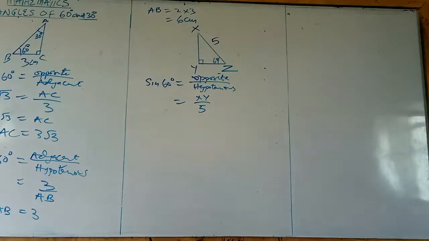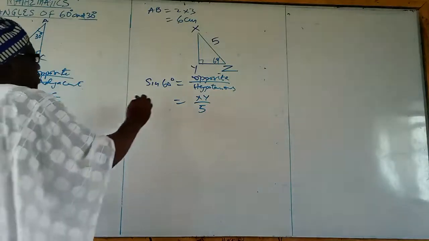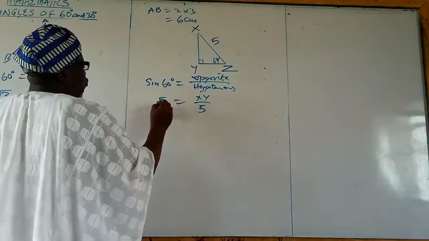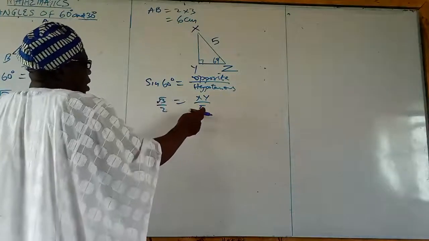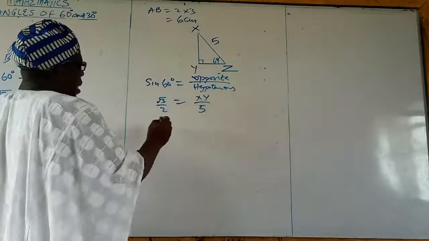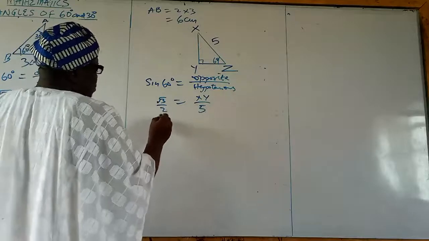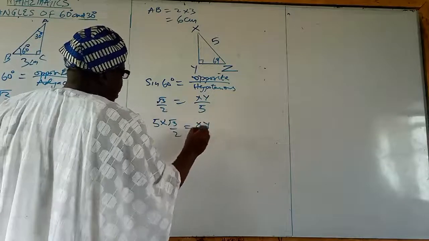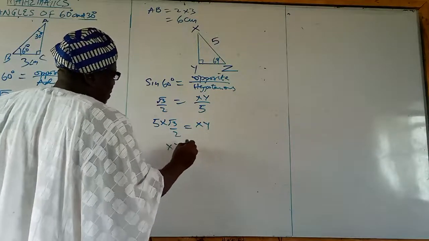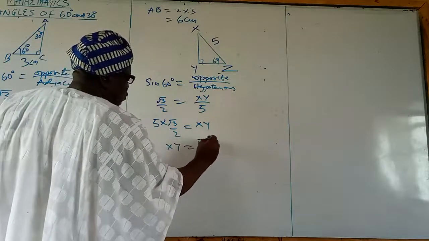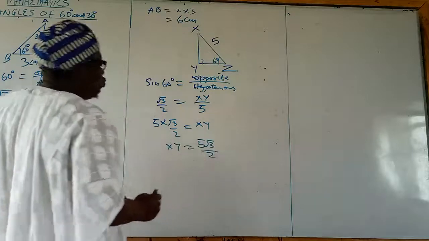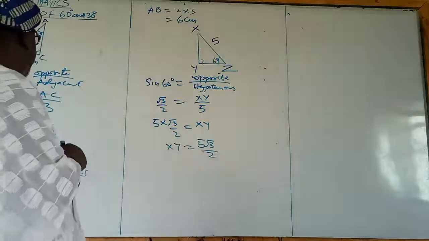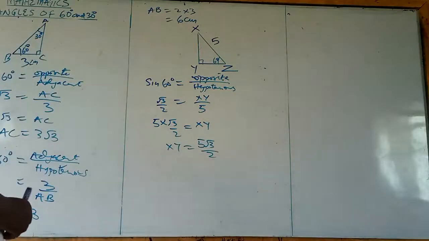So sine 60 is root 3 over 2. So 5 multiplied by root 3 over 2 is equal to XY. So XY is 5 root 3 over 2.